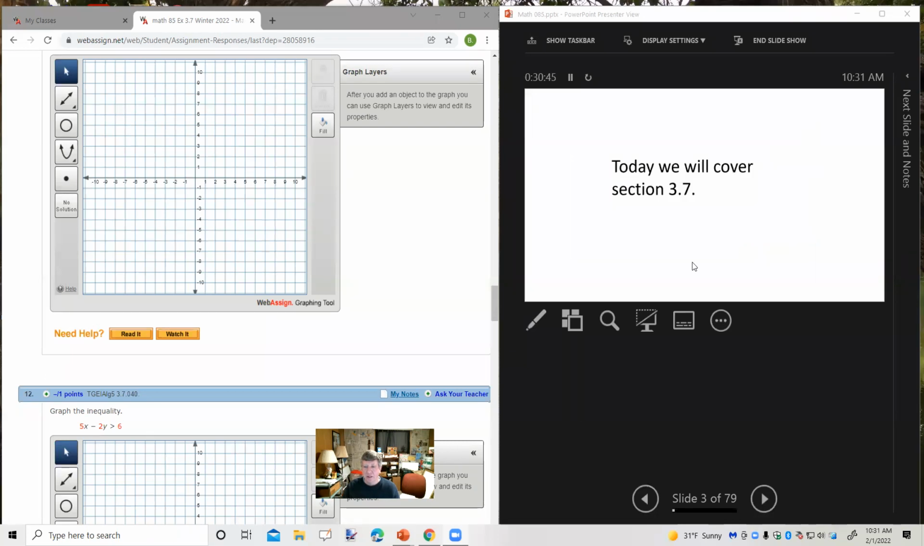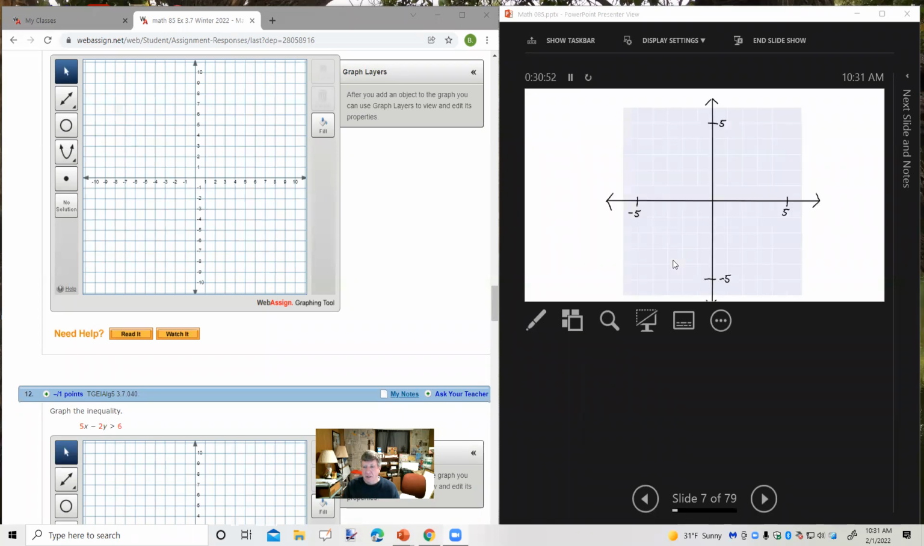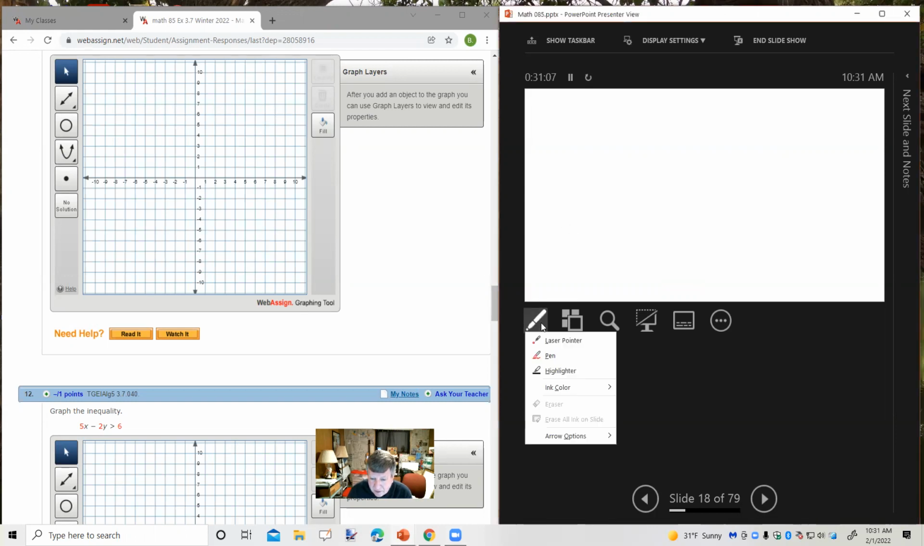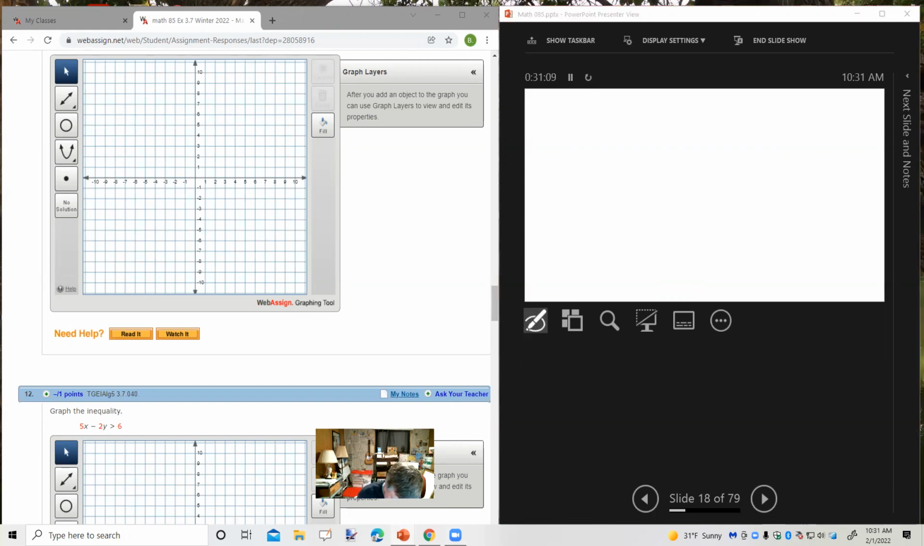Okay, so today we're going to take a look at section 3.7, which is graphing linear inequalities. Let's say we have the equation x plus y equals 5. Now this is a linear equation.